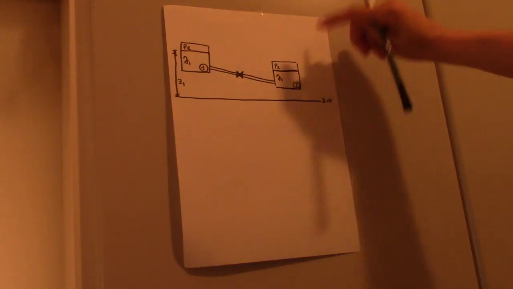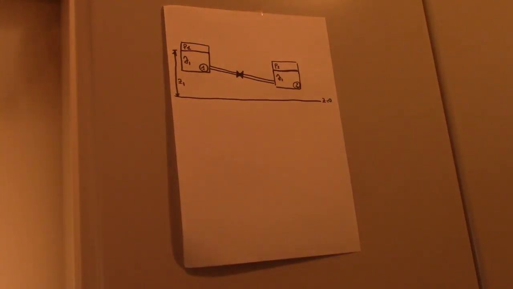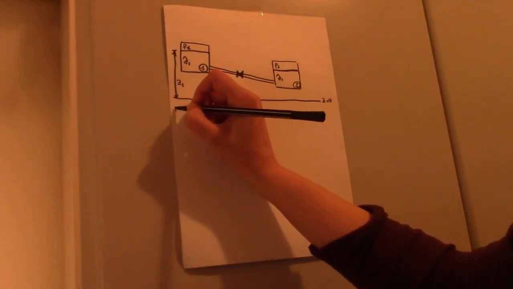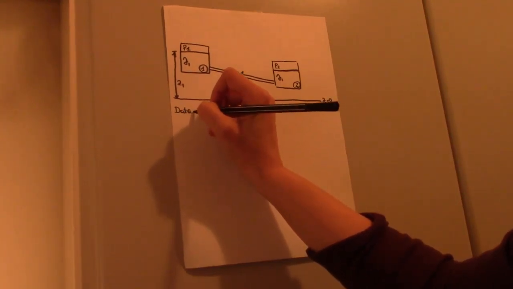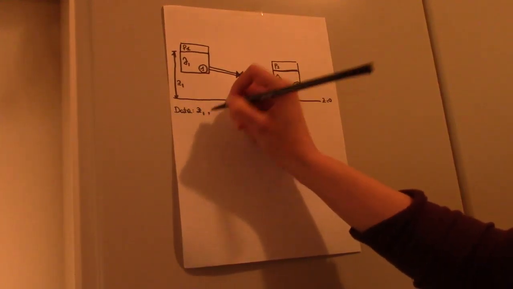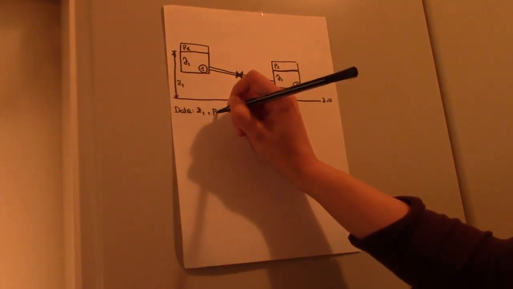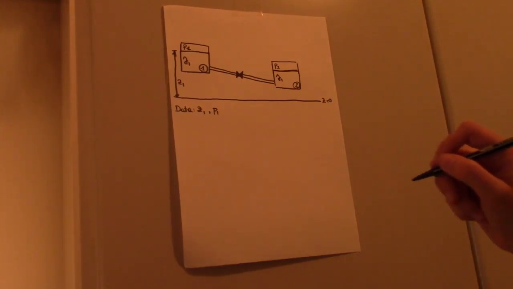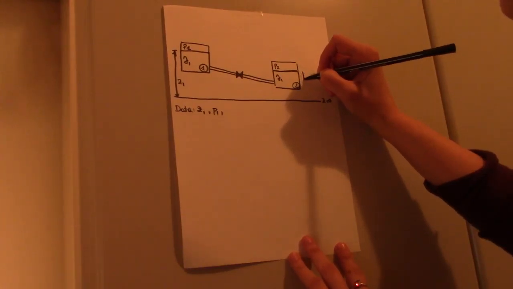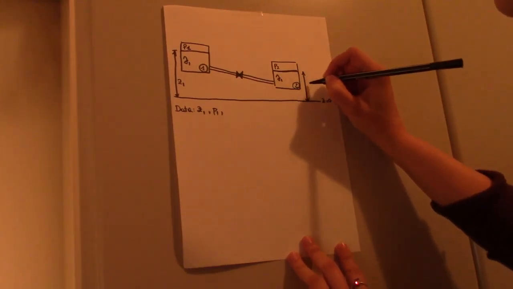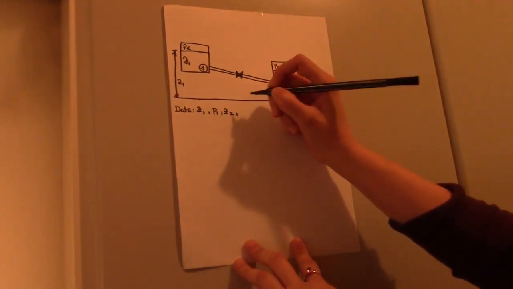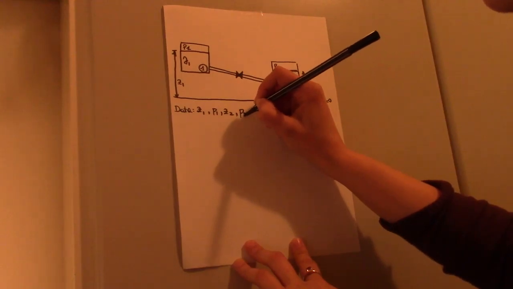Then you have that this tank and this one are under pressure. P1 and P2 are two values that are given in your data. So basically the data are Z1, then we know P1, then we know Z2, so we know this difference, and we know also P2.